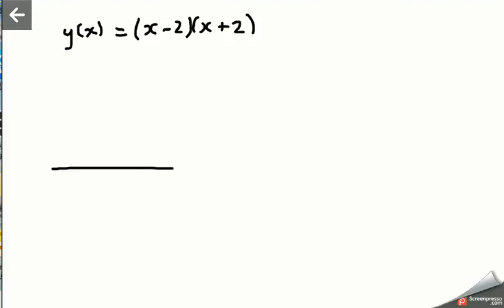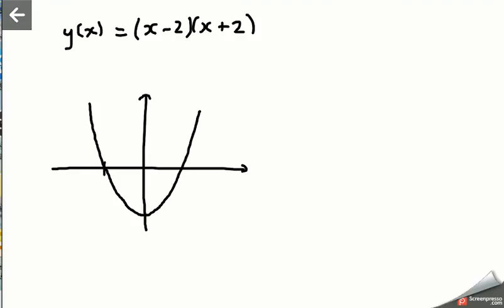In this video, we'll do a quick example that makes use of the fundamental theorem of calculus. We'll find the area under the curve y of x equals x minus 2 times x plus 2. And we know that if we draw that, it's going to be a parabola that intercepts the x-axis at x equals negative 2 and x equals positive 2. So here's negative 2, here's positive 2.